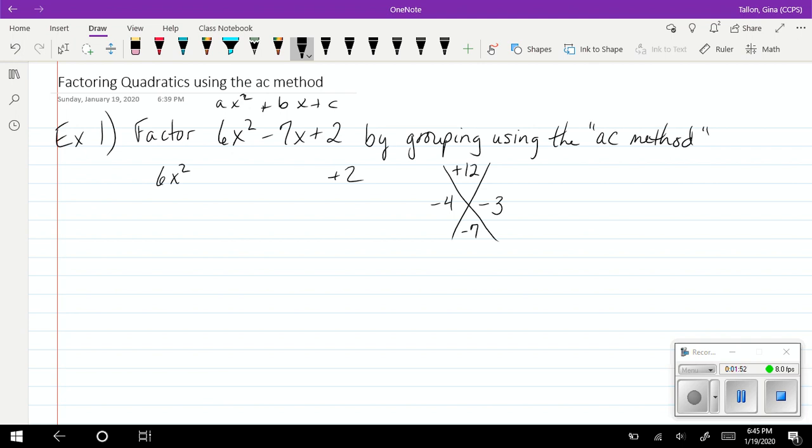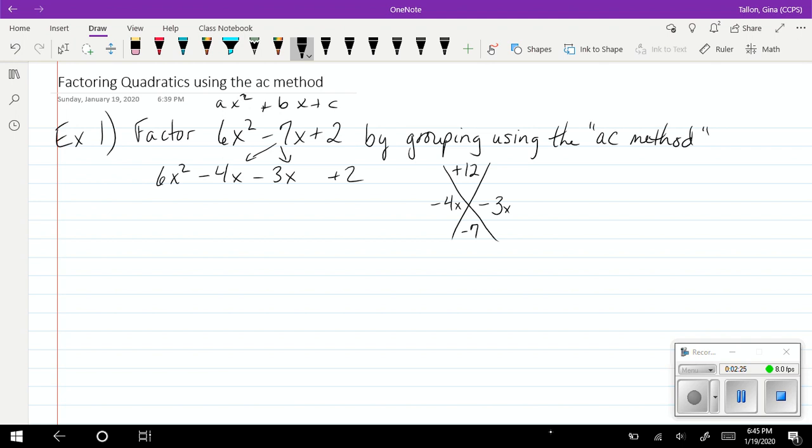So the negative 4 and the negative 3 actually have to have x's attached to them, because those are really just the coefficients of my middle term. So I'm going to take the negative 4x and the negative 3x, and I am going to put them into my equation in place of the negative 7x. So I've actually found the two middle terms of my FOIL process that were combined together to make the negative 7x. And here is where we factor by grouping.